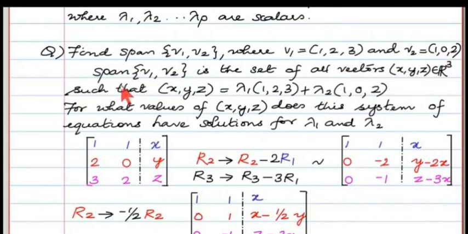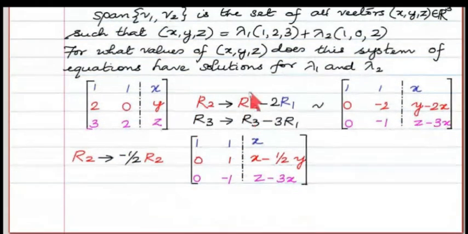Find the span of v1, v2 where v1 equal to (1, 2, 3) and v2 equal to (1, 0, 2). Span of v1, v2 is the set of all vectors (x, y, z) element of R3 such that (x, y, z) equal to lambda 1 into the first vector, (1, 2, 3), plus lambda 2 into the second vector, (1, 0, 2). For certain values of x, y, z, this system of equations has solutions for lambda 1 and lambda 2. So we can write the augmented matrix like this. The first vector is (1, 2, 3) and the second vector is (1, 0, 2). Then x, y, z are the constants. So we can convert this augmented matrix to row echelon form. We will get it like this.